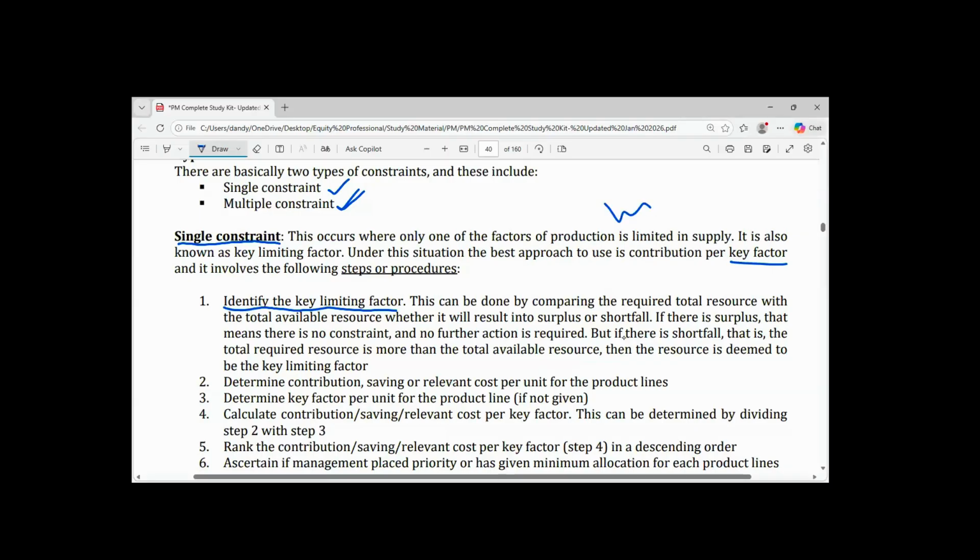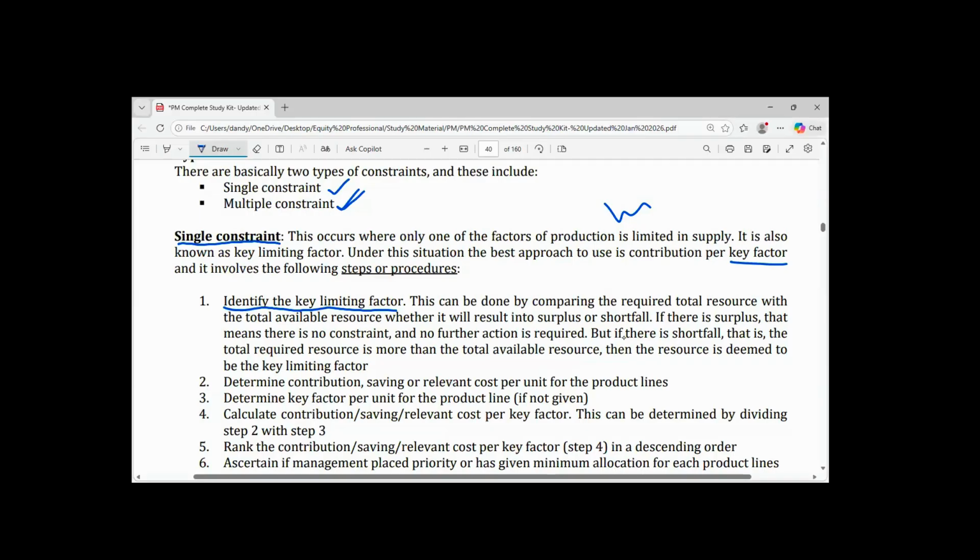But if there's a surplus, do nothing. You don't need to do anything because, for example, you need 100 kilograms to produce, but you have 120 kilograms. That means you have a surplus. In this case, there's no constraint. Provided there's no constraint, do nothing.